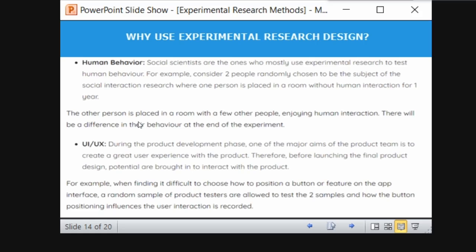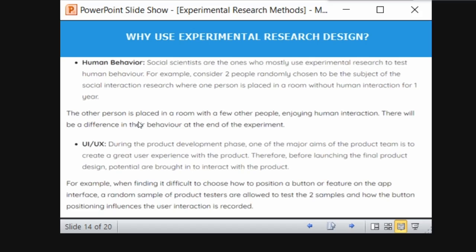See, one person is placed in a room with friends, and another person is placed in a room without anybody. Obviously the person placed with other people will enjoy human interaction. Based on that, they will assess the difference, and there will be a difference after 1 year. After 1 year, they will assess their behavioral patterns: how he comes out after 1 year, how both people come out after 1 year.